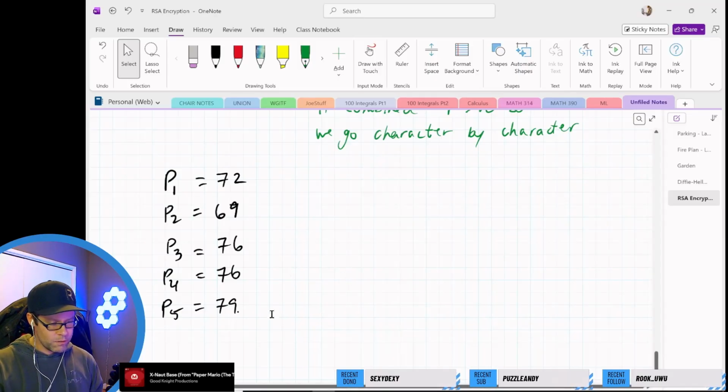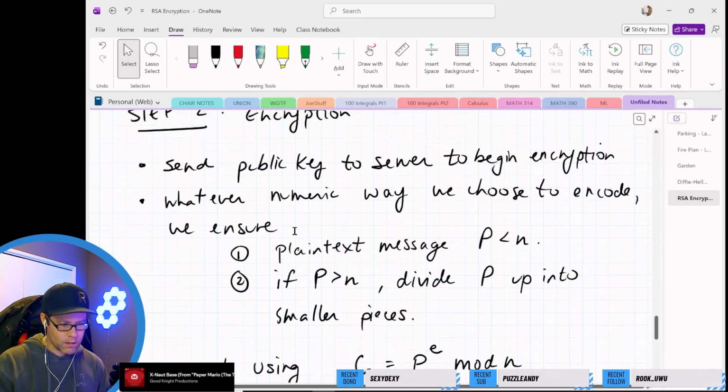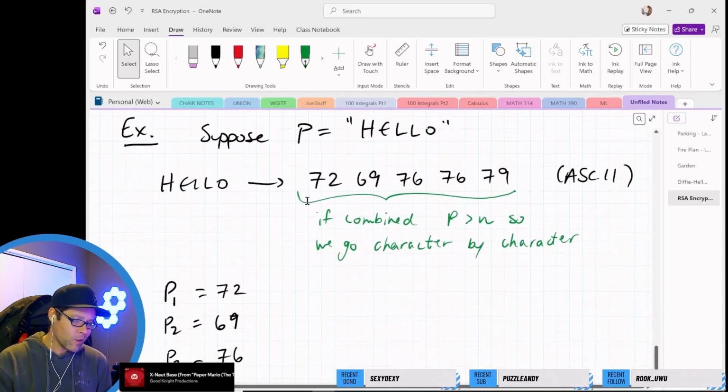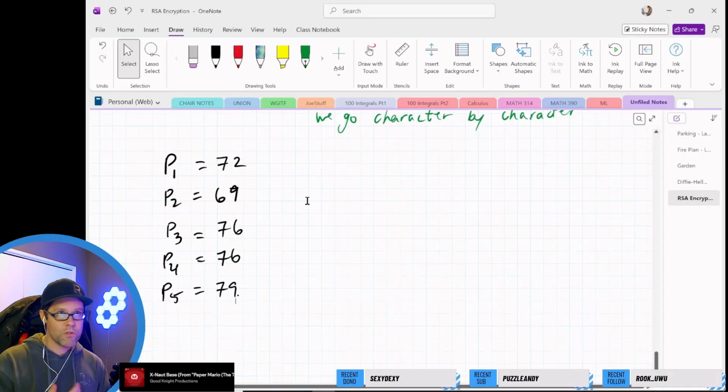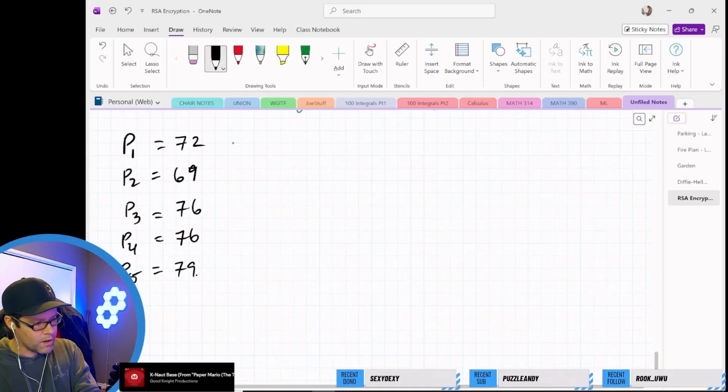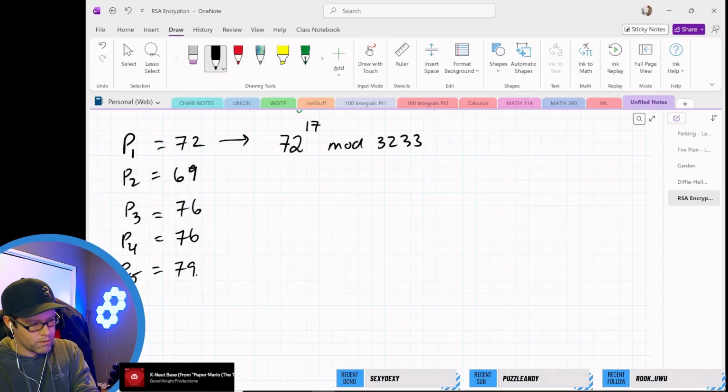And then what we want to do is take these numbers, raise them to the power of 17, because that's our encryption number, 17, and then calculate that mod 3233. So I'm going to do that up here. We want to take 72 to the 17, mod 3233. I'll go ahead and write all these out.